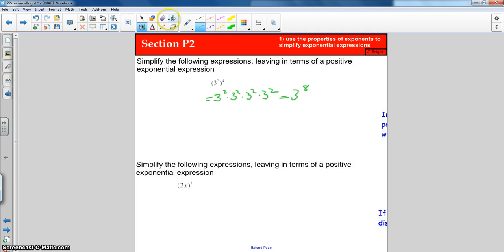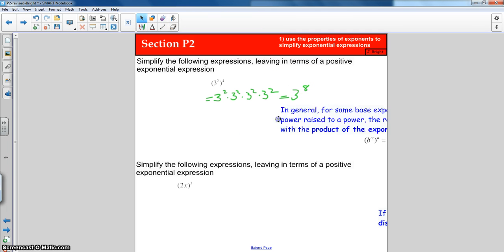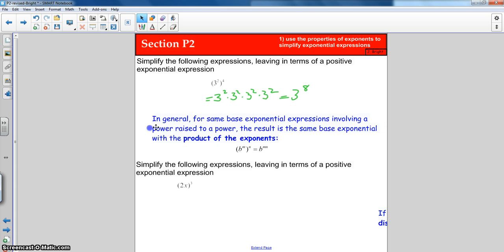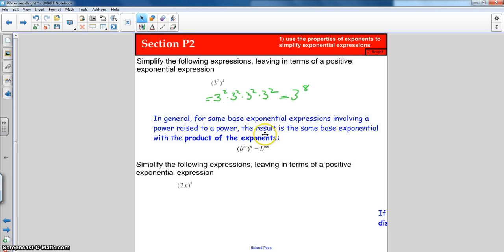So again, we can generalize that rule. If we have a power to a power, we multiply the exponents. 2 times 4 was 8.